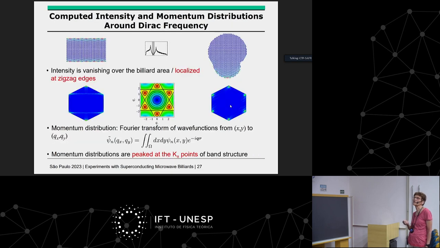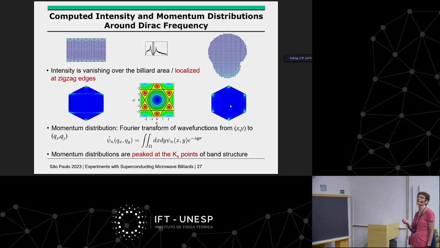Now, when we look in the vicinity of the Dirac point, here I just plot some computed wave functions. There you find edge states. These are states that are localized along the zigzag edges. Along the armchair edges, you have a vanishing wave function. These are wave functions for the quantum billiard, essentially the tight binding model. Here, also for the Africa billiard, you find localized states at the zigzag edges. You can also look at the momentum distribution. This is done by Fourier transforming from wave functions to a quasi-momentum space. And then you get these structures.